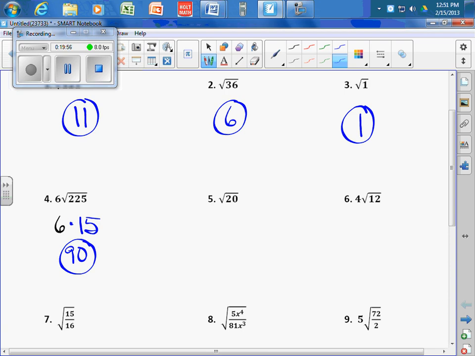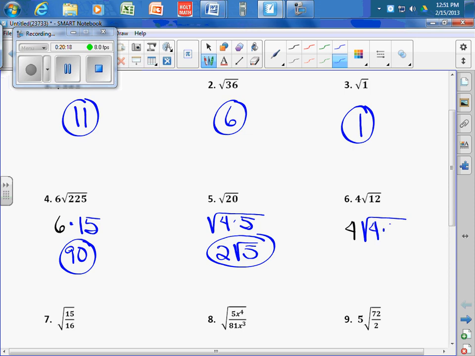Some of these you might be able to remember because you're going to see them over and over again. So the radical 20 would be radical 4 times 5. If you can remember 2 radical 5, do that. In number 6, we have radical 12. This is going to be 4 times radical 12. And radical 12 would be radical 4 times 3. So we have the 4 that's in front. We get to bring out a 2. That would be 4 times 2. We have the radical 3 left over. 8 radical 3 would be your answer.